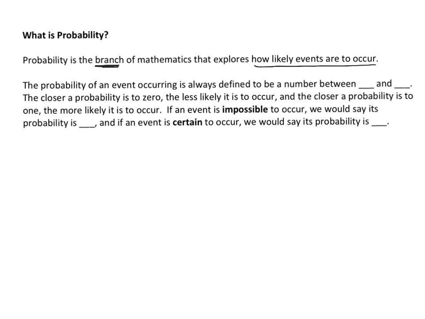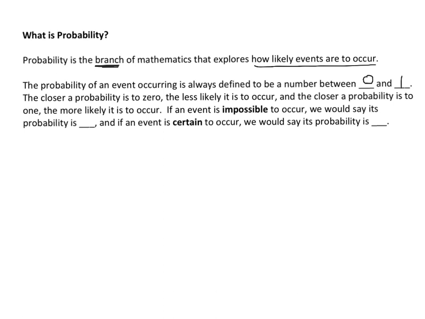And so, we've got a couple of definitions and limitations on this. So the probability of an event occurring is always defined to be some number between 0 and 1. In other words, probabilities can never be negative, and probabilities will never be larger than 1. Okay? And the closer a probability is to 0, the less likely it is to occur. And the closer a probability is to 1, the more likely it is to occur.